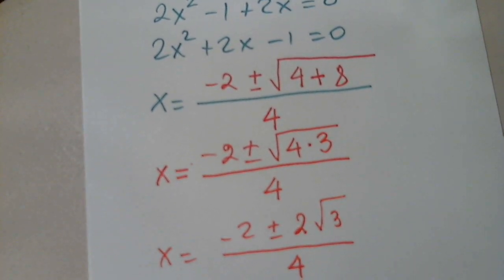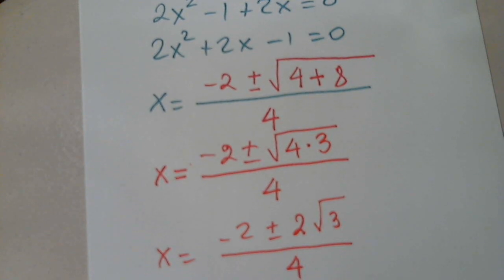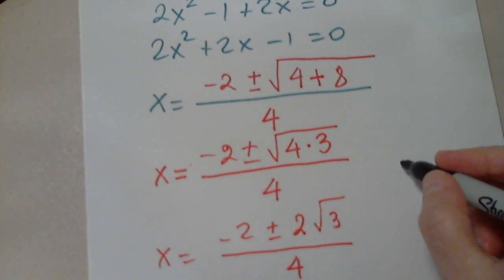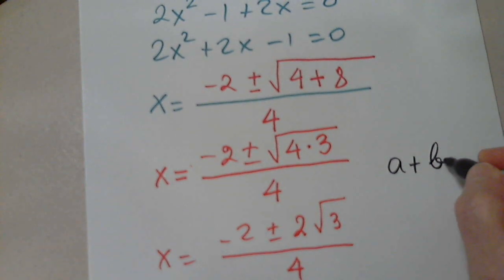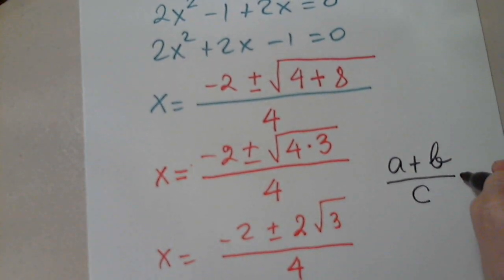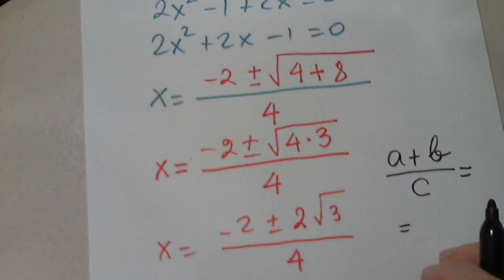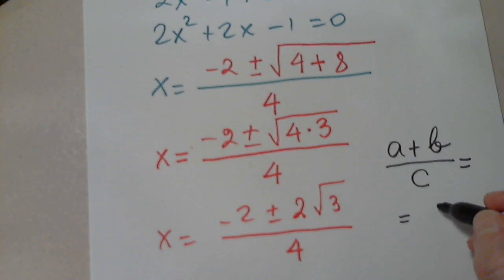Be careful. Don't touch this. Don't simplify. You have two options. You can factor out 2 and then simplify with 4. Or you separate the fraction into two fractions. So let's analyze this because this is very important. A plus B divided by C. Can this be replaced by? Anyone can help?